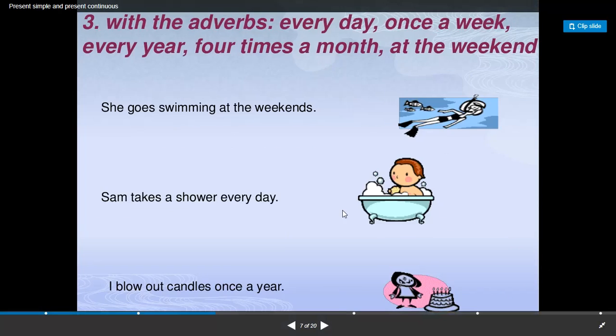Now number 3, with the adverbs every day, once a week, every year, four times a month, at the weekend. She goes swimming at the weekends. For this picture, Sam takes a shower every day. And for this girl, I blow out candles once a year.